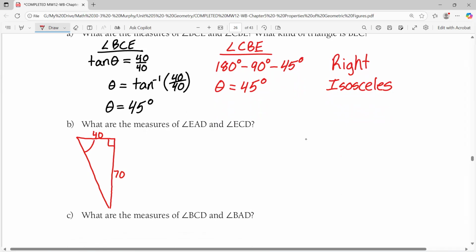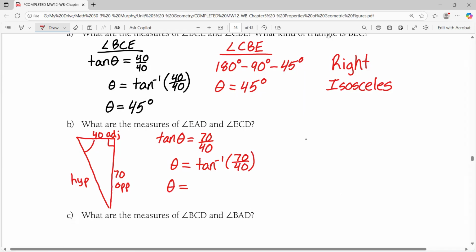Okay, so straight across from the unknown angle is opposite. This is our hypotenuse. We don't have a number for it. And this is our leftover adjacent. So we are using tan again. So tan theta, opposite is 70 over 40. So second function tan, and this comes out to 60.3 degrees.